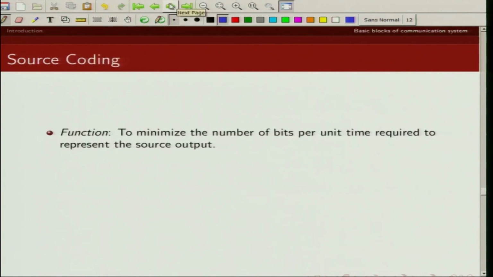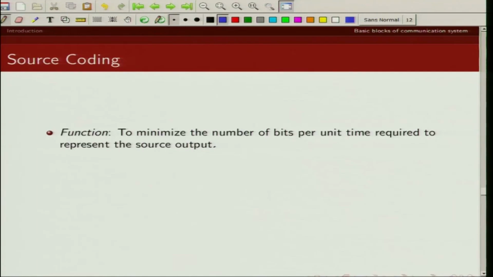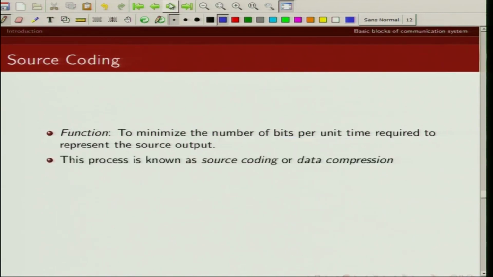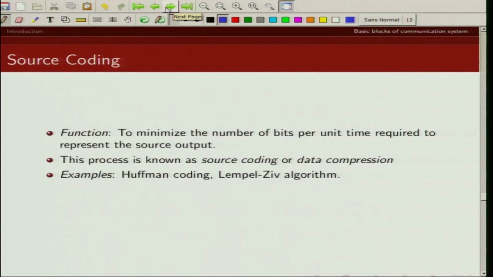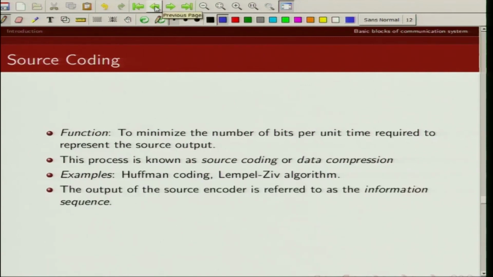So let us quickly run through the various functionalities of these blocks of digital communication. As I said, the idea of source compression is to minimize the number of bits required to represent a source, and this process is known as data compression or source coding. We are going to talk about various examples of source coding in this particular course, for example, Huffman code and the Lempel-Ziv algorithm. The output of the source encoder we normally refer to as the information sequence.